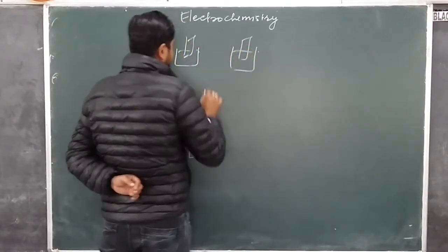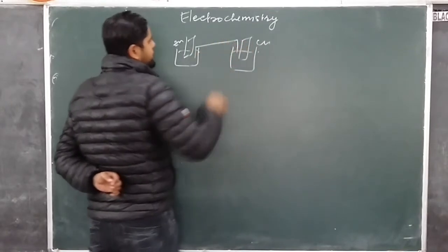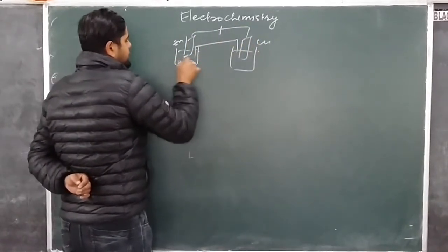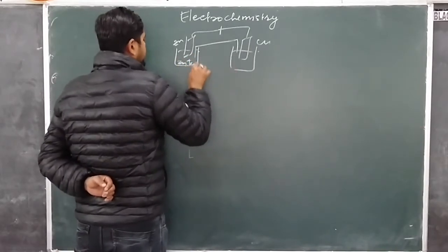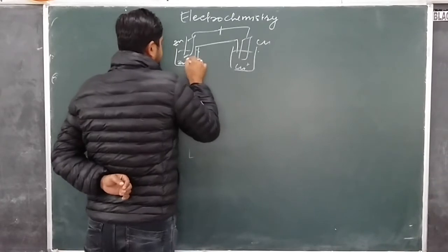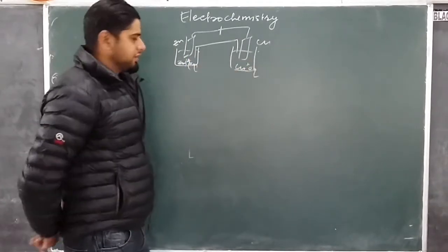Zinc electrode, and this is the copper electrode. This is the salt bridge. And there is zinc ion in the solution, and this is the aqueous electrolyte. This is copper ion, aqueous. Yes or no?